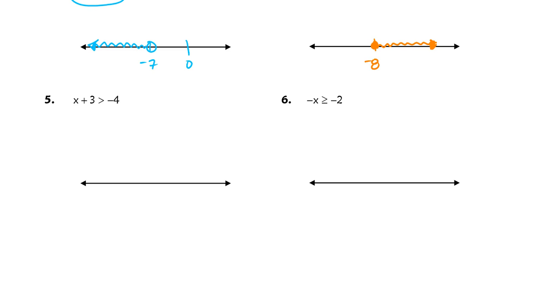All right, we've got 2 more problems now. For number 5, this time to get x alone, I need to subtract 3 on both sides. When I subtract 3 on both sides, I end up with x is greater than negative 7. Once again, this is not multiplying or dividing. Even though it's a negative 3, I'm not multiplying, I'm not dividing, which means I don't have to flip the sign because I didn't multiply or divide by a negative. So I have negative 7 here, open circle, shaded to the right.